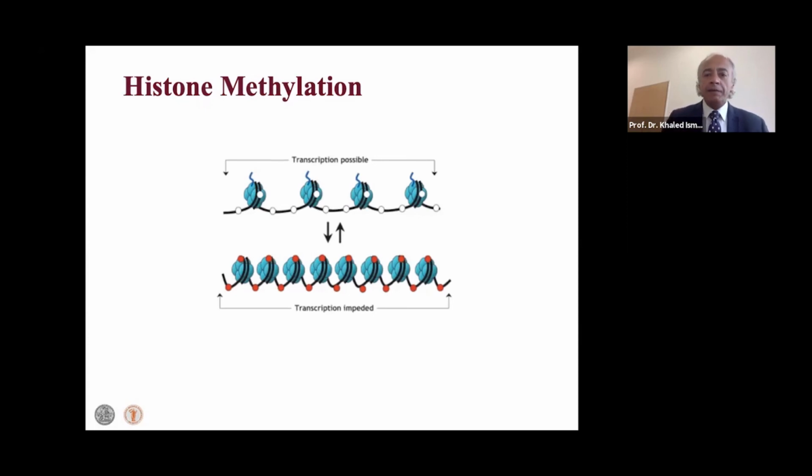Think about if you have a long thread or a long wire. What do you do if you want to pack it in a small drawer or something? You wrap it up. And histones are the proteins around which our DNA is wrapped up. Depending on how tightly this DNA is wrapped, the genes represented on this DNA can either be expressed, transcribed, or not.